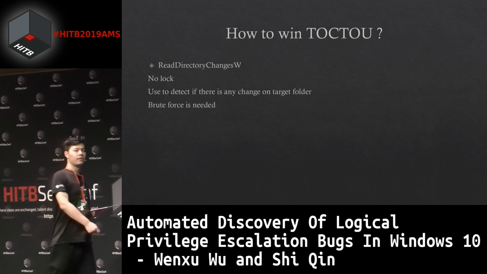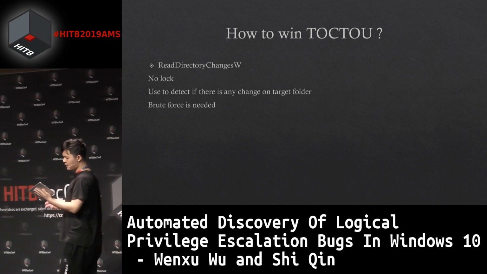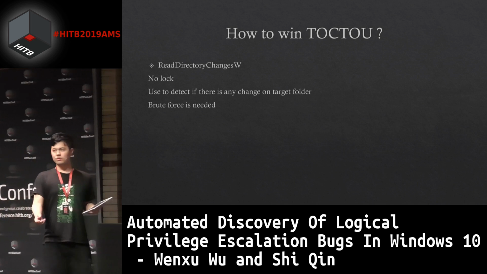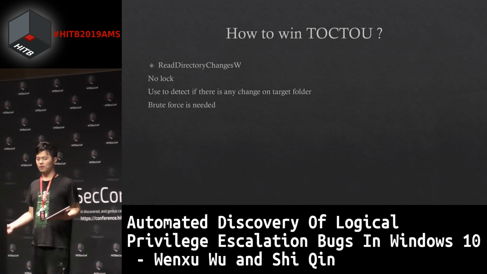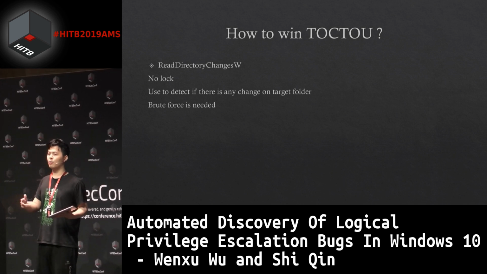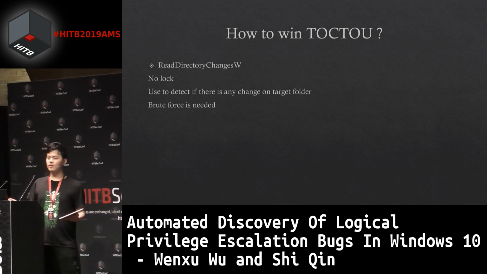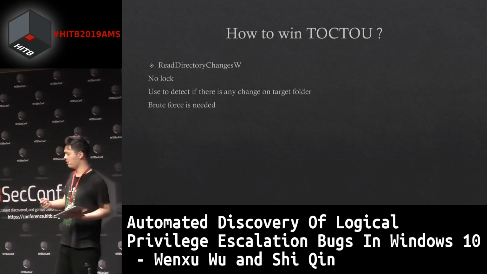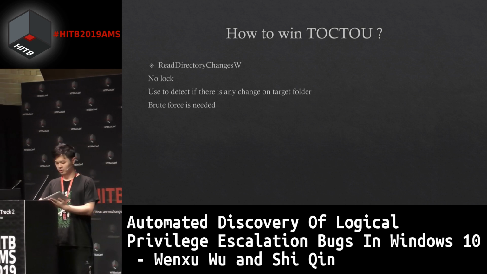And another way is a function named ReadDirectoryChangesW. This function is no lock. So that is to say, when we do file operations, we will not be concerned about the locks. Just like if I lock the file with OPLock, I could not do any operations before the actual file operation comes. So it is just used to detect if there are any changes on the target directories. And when the change actually happens, we could do the operation.